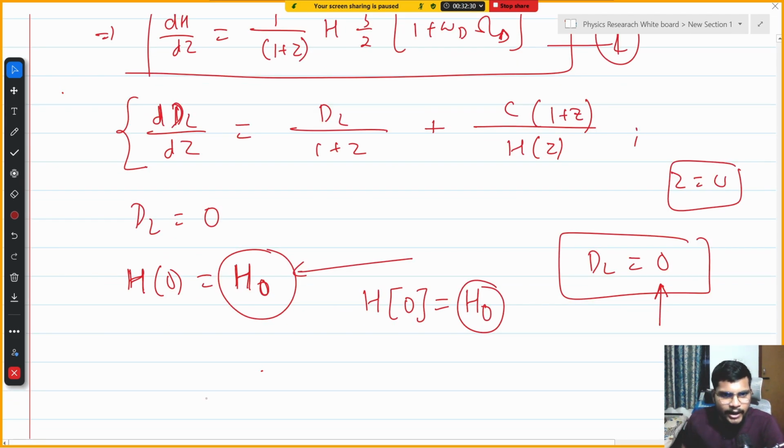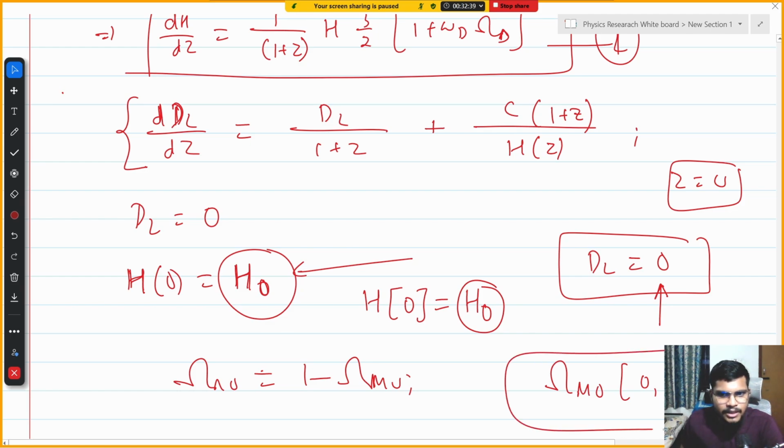Now, how can we find Omega lambda 0? Omega lambda 0 is basically 1 minus Omega m0. Now, what am I going to vary? I'm going to vary Omega m0, from 0 to, let us say, 0.6, right?